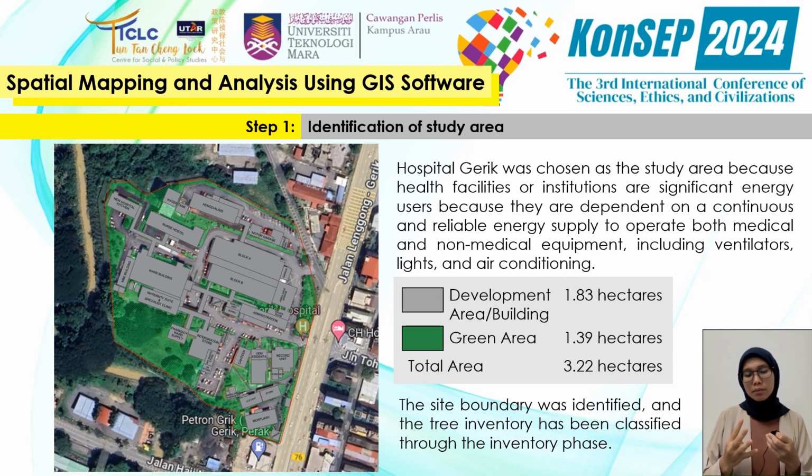There are 4 steps of evaluating and mapping the spatial attribute to establish a technical framework of GIS spatial mapping and analysis using GIS software. So step 1 is identification of study area.